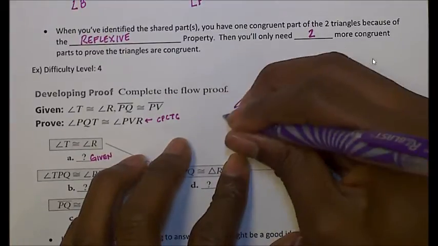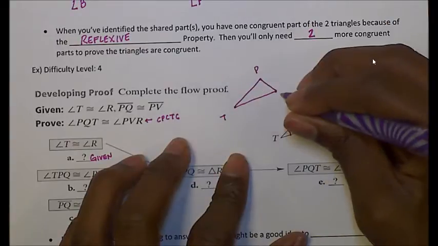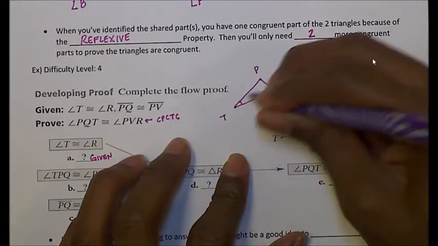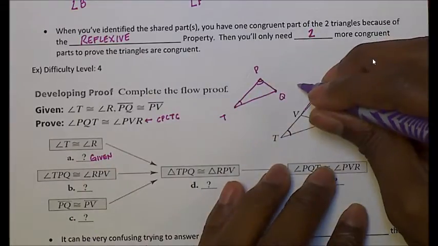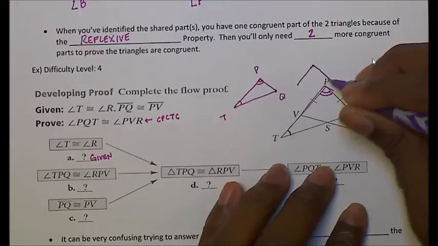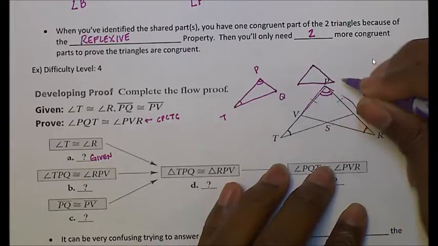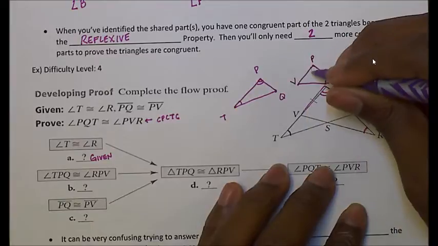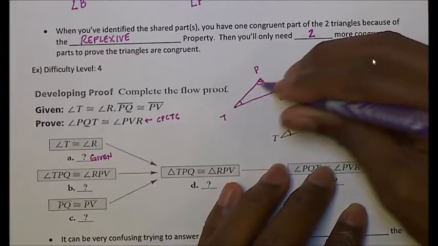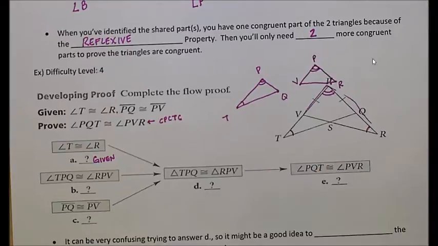I have T, P, Q. And it doesn't have to be exactly the same. The important part really is that I'm able to refer to the sides and the angles that I need to. This is R, P, V. So I'm just going to make sure I have those same markings. P, R. Alright, so that's what I have.